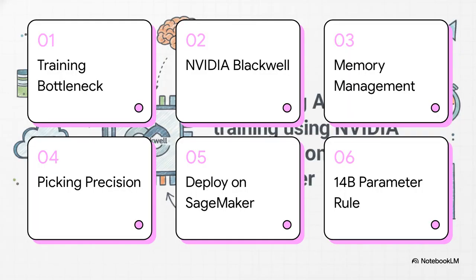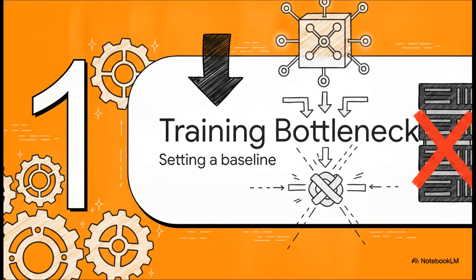Here's our playbook for today to demystify all these technical specs into actionable steps. We'll start with the AI training bottleneck, then introduce NVIDIA Blackwell. After that, we'll cover mastering memory management, picking the right precision, deploying on SageMaker, and we'll wrap up with the 14B parameter rule. All right, part one, the AI training bottleneck.